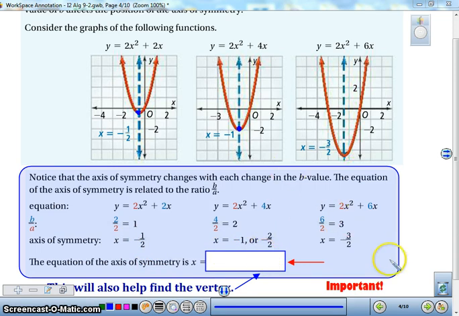This is an important concept that we want you to look at. We look at b divided by a, and it was 2, and our answer was negative 1. And in this equation where we had 6x, 6 divided by 2 is 3, but it's written as 3 over 2. So the equation for the axis of symmetry is always equal to negative 1 half times b over a. A lot of times you're going to see this written as x is equal to negative b divided by 2a.